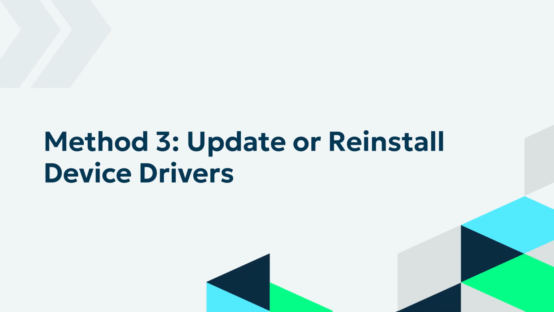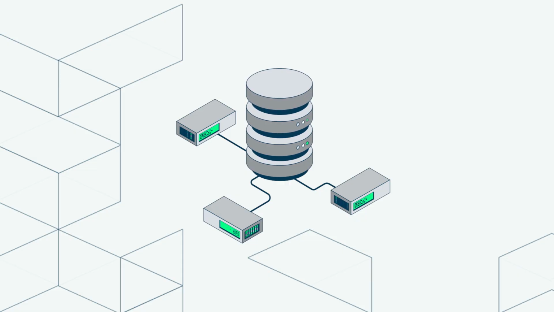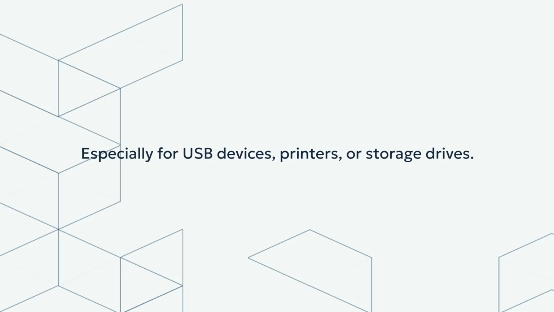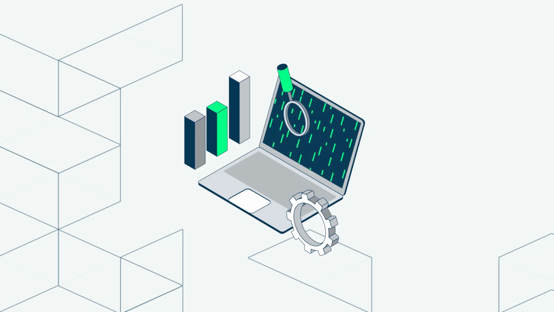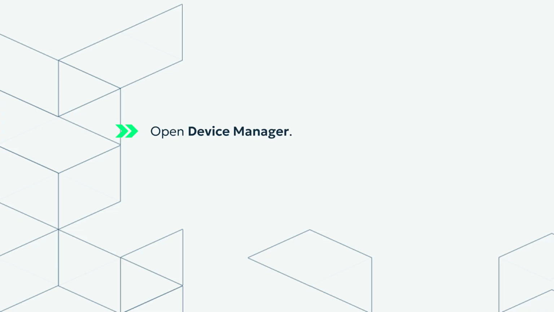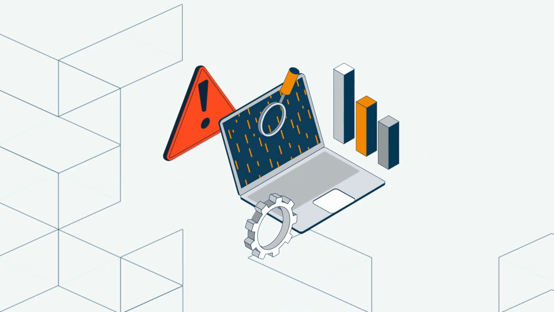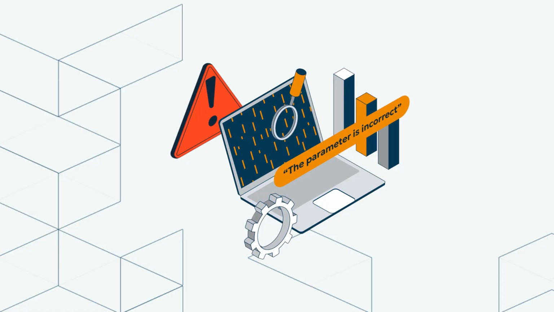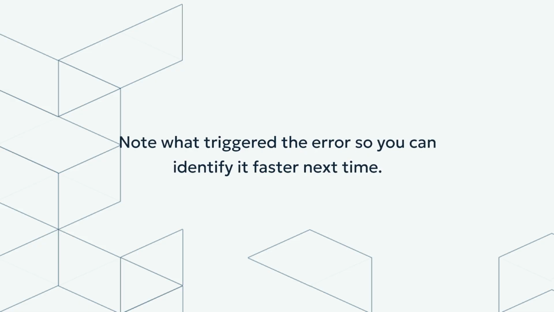Method 3. Update or reinstall device drivers. Updating or reinstalling device drivers can fix communication issues between Windows and your hardware, especially for USB devices, printers, or storage drives. This helps the system send and read commands correctly and resolves bugs or incompatibility problems. Open Device Manager. Click the arrow next to a category to expand it. Right-click a device and select Update Driver. If you're not sure which driver caused the parameter is incorrect error, try updating all of them. Note what triggered the error so you can identify it faster next time.